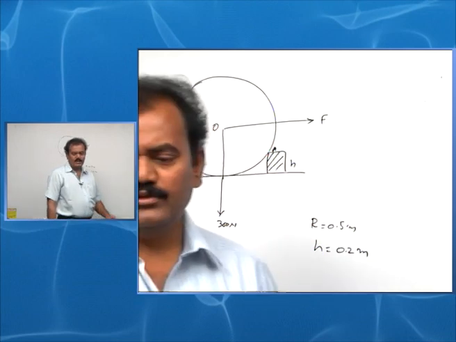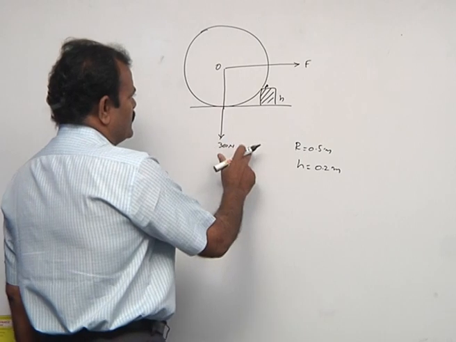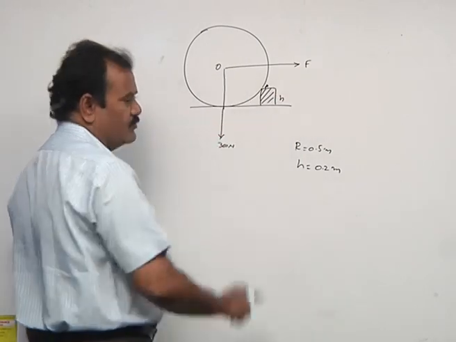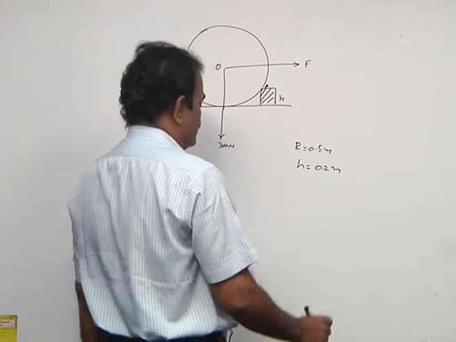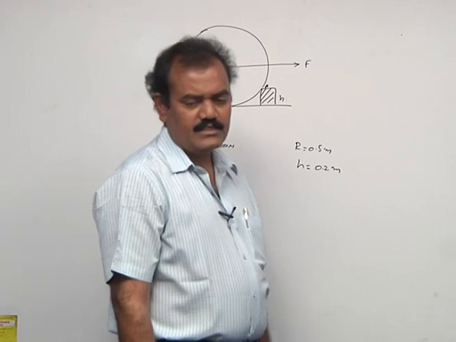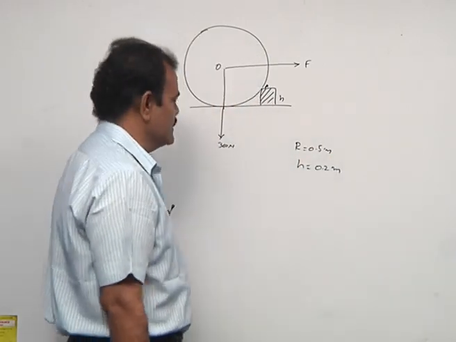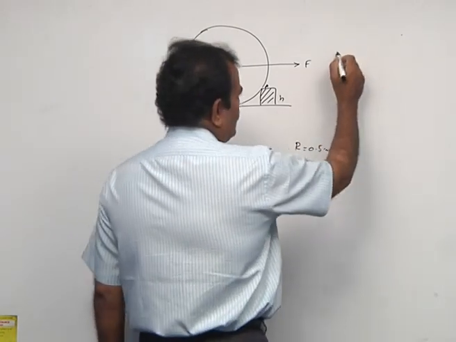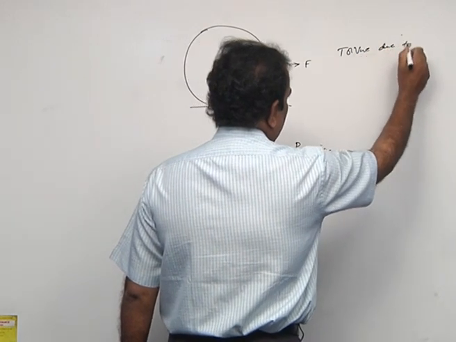Now there are two torques acting on that roller. One is the torque due to the applied force, and the second is the torque due to the self weight of that roller. The torque is nothing but the moment of force, which is the force times the perpendicular distance about the point of rotation. So here, first the torque due to self weight.